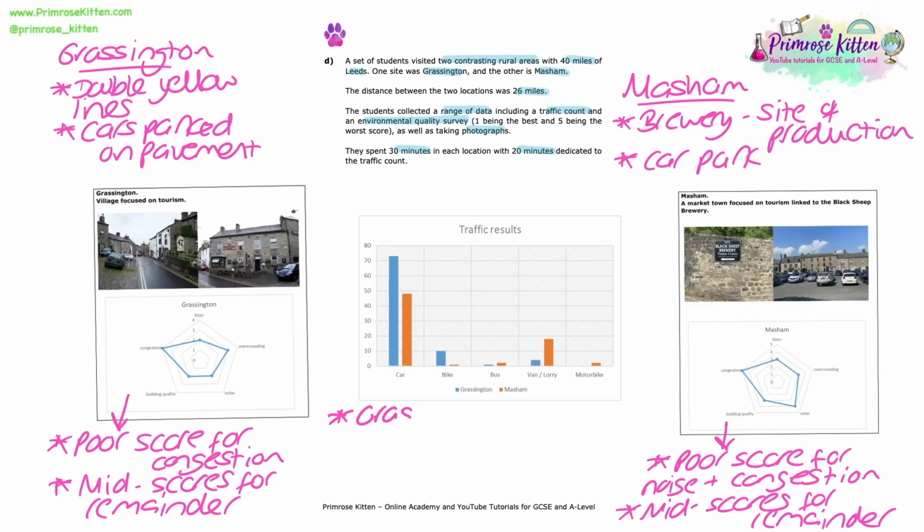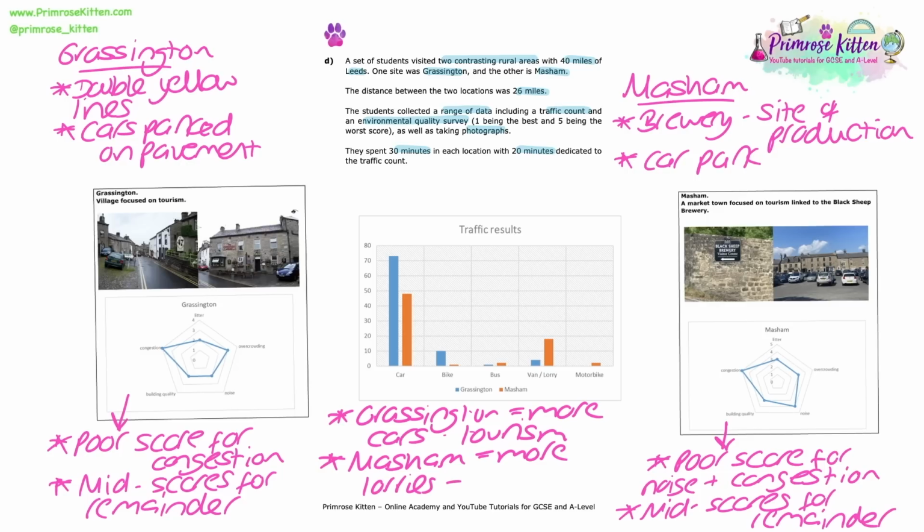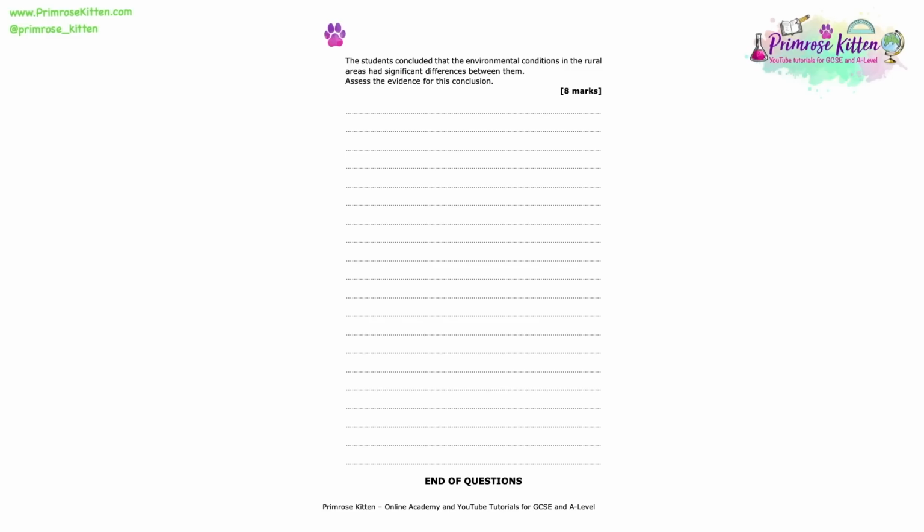Looking at the traffic results for Grassington, we can see that more cars were counted in the 20 minutes. This might be as Grassington is a village focused on tourism. Masham, on the other hand, has a higher amount of vans or lorries passing through, which again is perhaps not surprising when we consider that this is a site of production. The students concluded that the environmental conditions in the rural areas had significant differences between them. Assess the evidence for this conclusion for 8 marks.